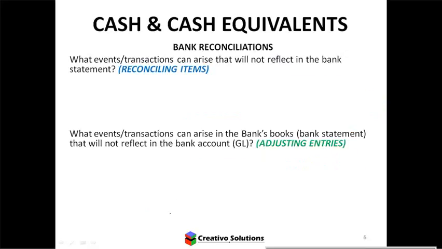Alright, so I've asked 2 questions here. I want you to think of some examples. Can you think of any reconciling items? Okay, what is a reconciling item? It's an event or transaction that arises that is not reflected on the bank statement. Last minute payment, isn't it? Okay, last minute payments are outstanding deposits.